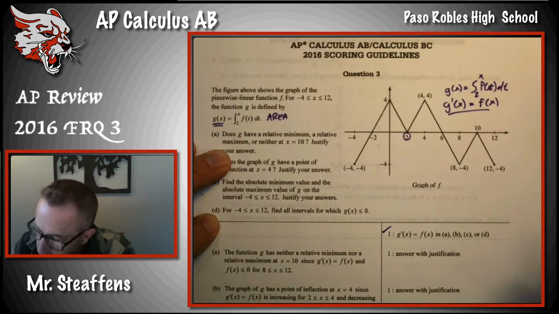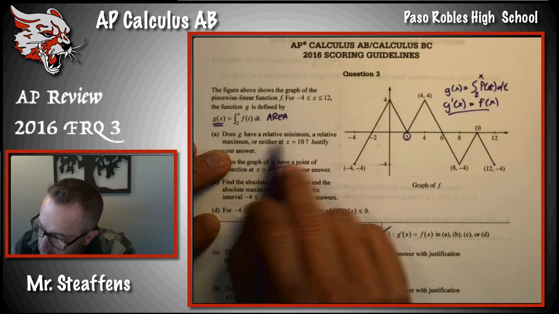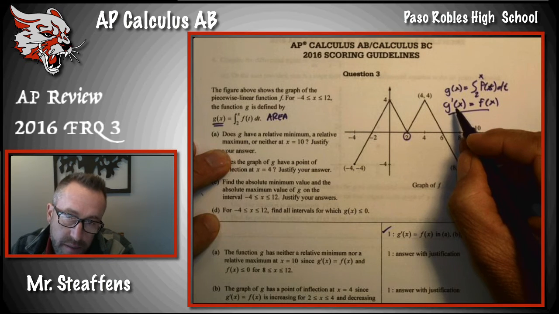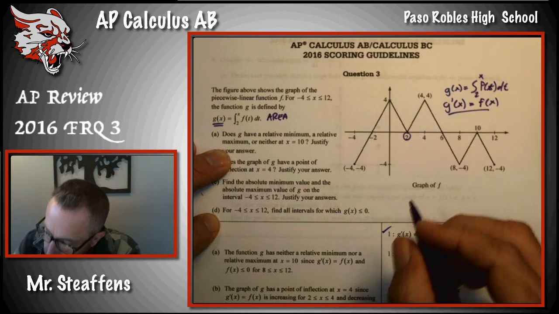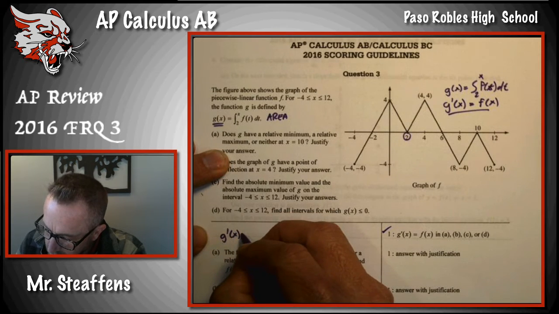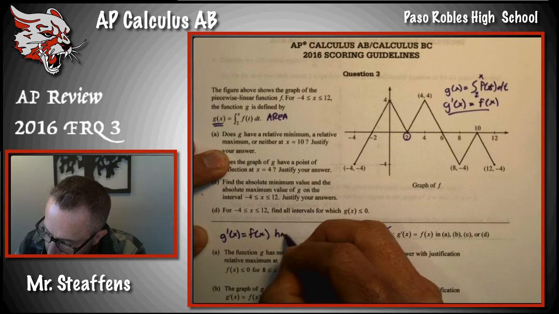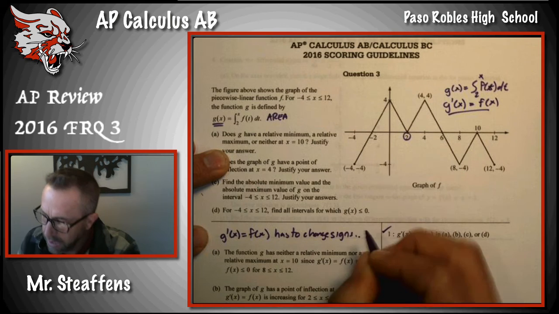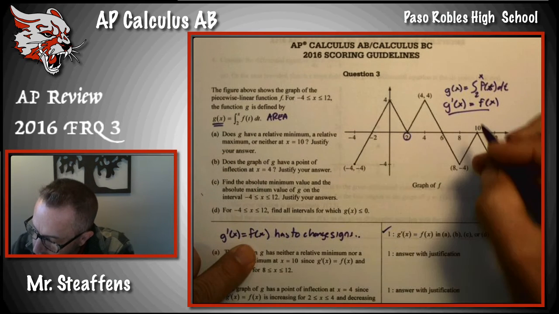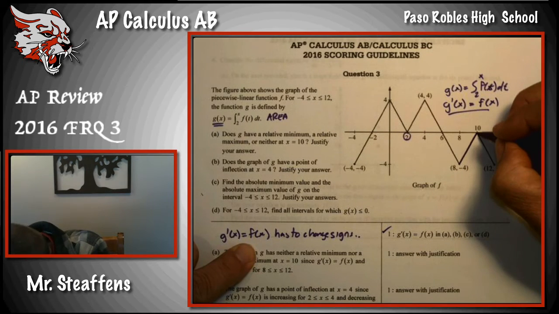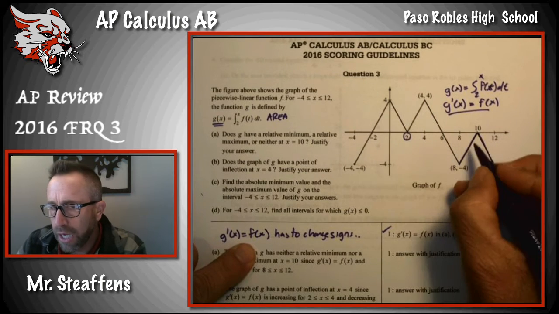And then if that's true, well, if it's going to be a minimum or a maximum, then what's going to happen is that g prime is going to have to change signs, right? The slope's going to have to go from up to down or from down to up. So if g prime is going to have to change signs, then that must also mean that f of x has to change signs, right? Because g prime is f of x. And we'll look at, well, over here, f of x is negative, and over here, f of x is negative. So there's no sign change at 10.